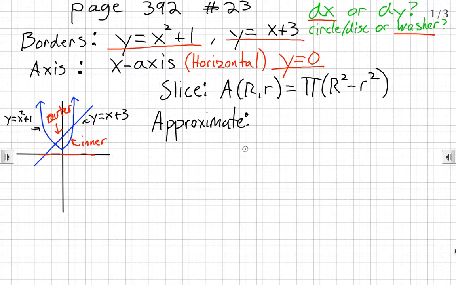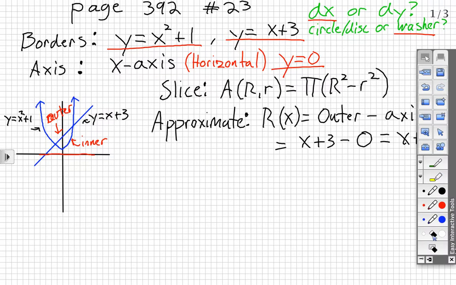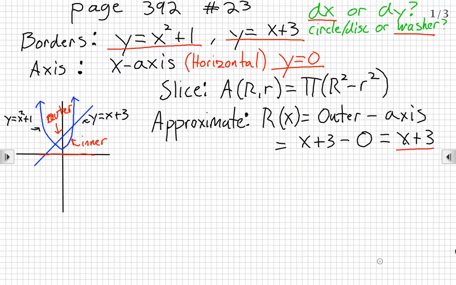By the way, if you find these steps fast and you haven't looked at 21 or 22, I do go through them in a little more detail in those videos. This is the quicker version, assuming you've watched those videos. So for approximate, we can always approximate big R of x by focusing on outer minus axis. In this particular case, our outer function is the linear equation x plus 3, and our axis is the horizontal line of the constant function 0, giving us x plus 3 as our big R of x.